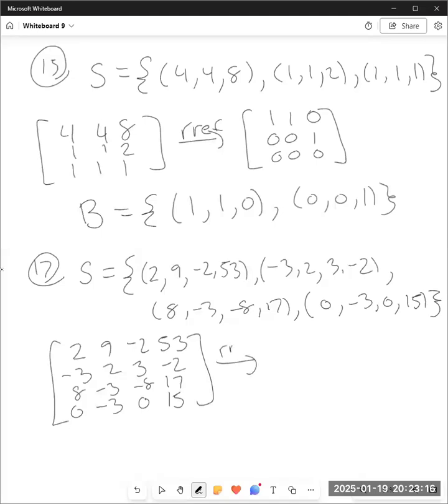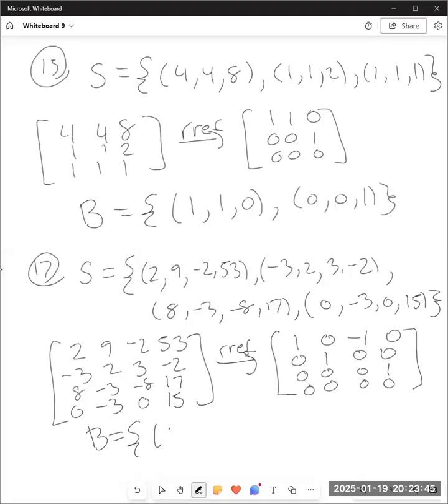If I would RREF that, I'd get 1, 0, negative 1, 0, 0, 1, 0, 0, I'd get 0, 0, 0, 1. Then I'd get a row of zeros down here. So my basis B is 1, 0, negative 1, 0, 0, 1, 0, 0, 0, 0, 0, 1.